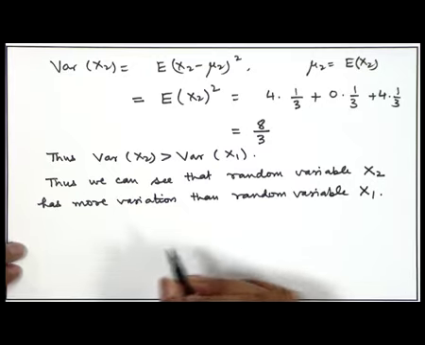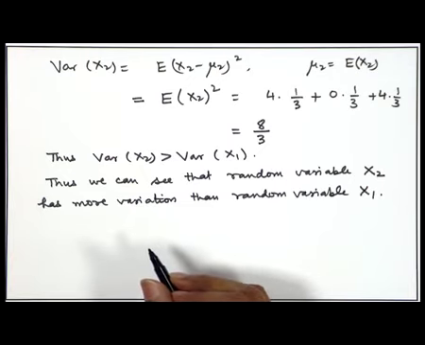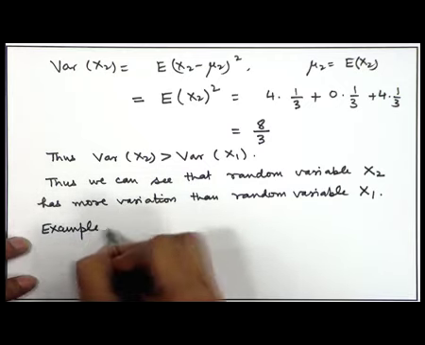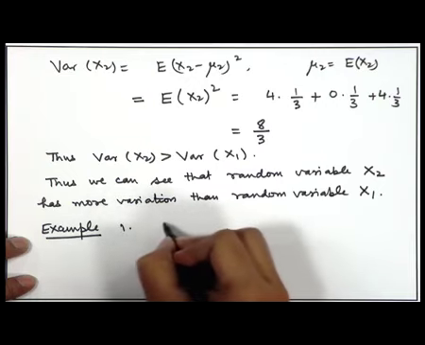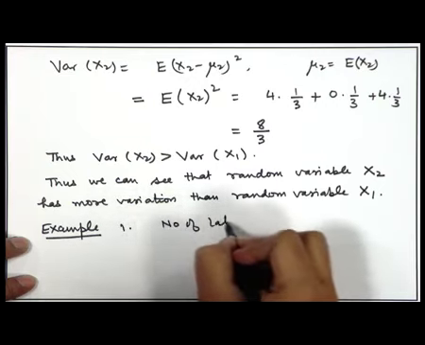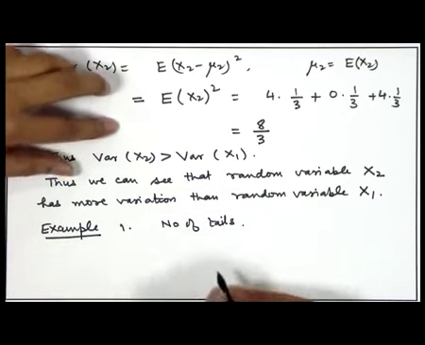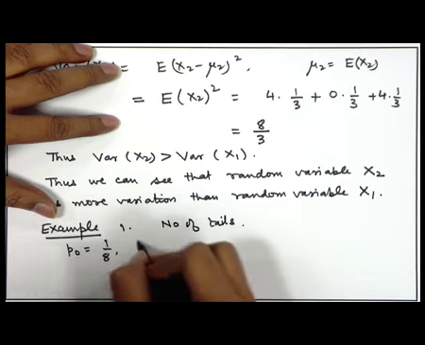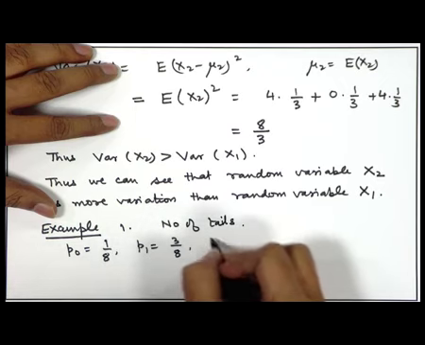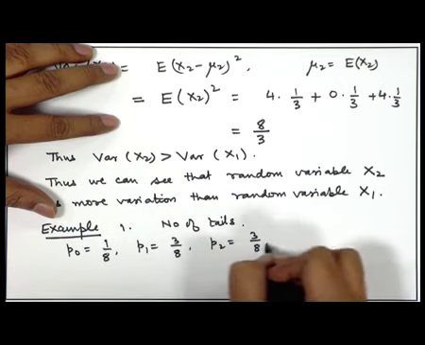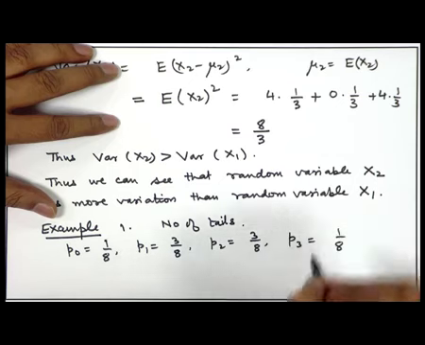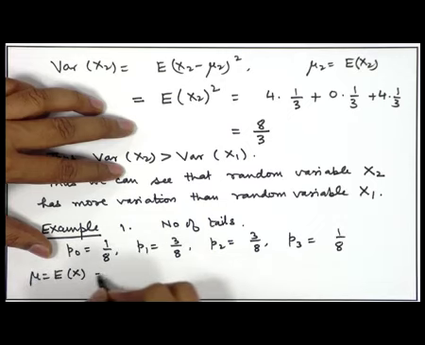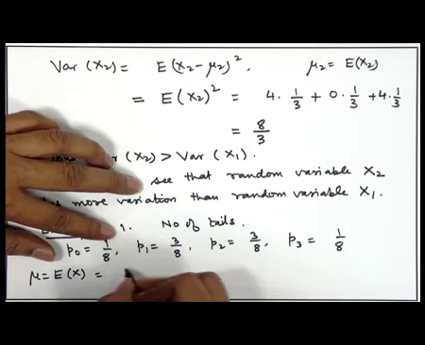We can actually calculate variance in various examples that we have done. Take the number of tails. We had here P0 was 1 by 8, P1 was 3 by 8, P2 was 3 by 8 and P3 was 1 by 8, and expectation of x, which we call mu, was equal to 3 by 2.